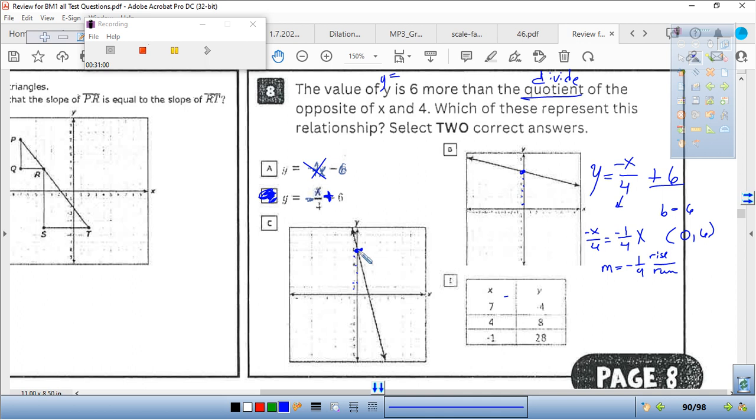So from here, I go down 1, and then go 1, 2, 3. Nope, not that one. Go down 1, then 1, 2, 3, 4. I'm going to say it looks pretty darn close. I'm going to go with that one as my answer. I'm definitely going to go with that one as my answer.